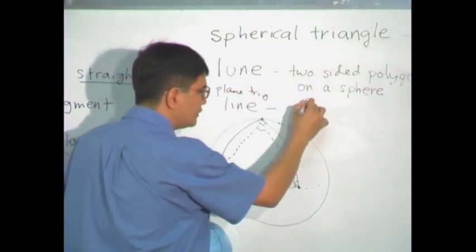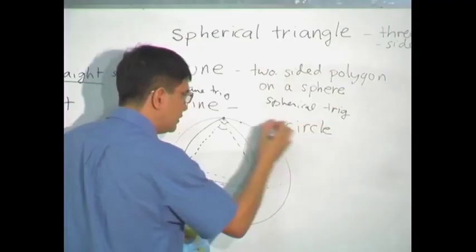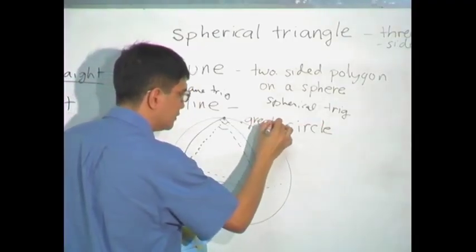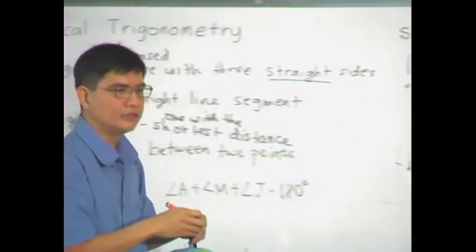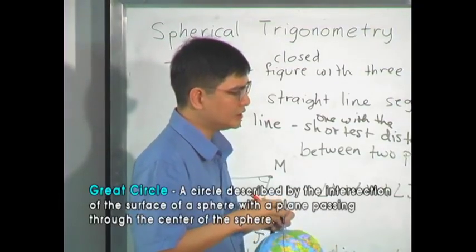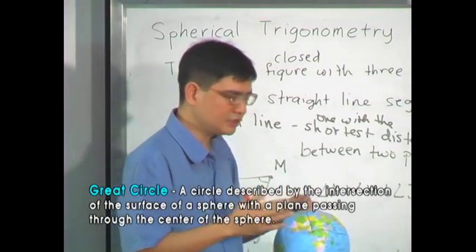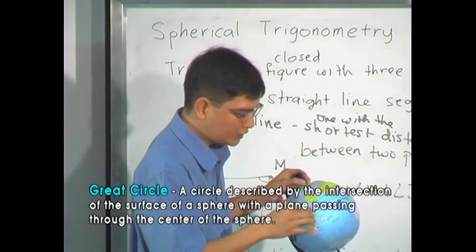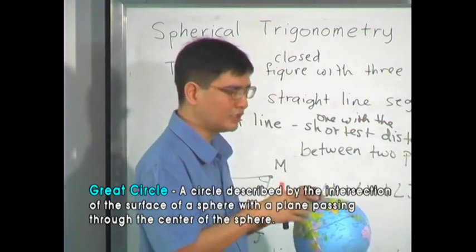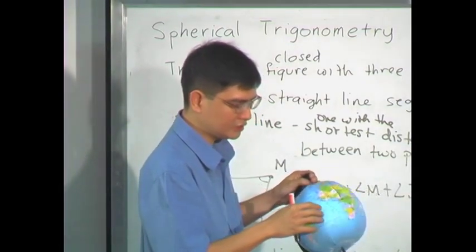So lines in plane trigonometry have counterparts in spherical trigonometry. And the counterpart in spherical trigonometry is called a great circle. How do we define a great circle? A great circle is a straight line. And that means I just walk not to the left, not to the right, not up, not down. I just walk straight ahead and I will form, in this case, a great circle.